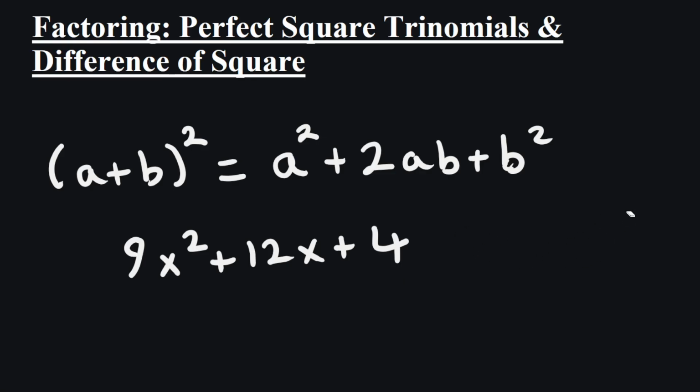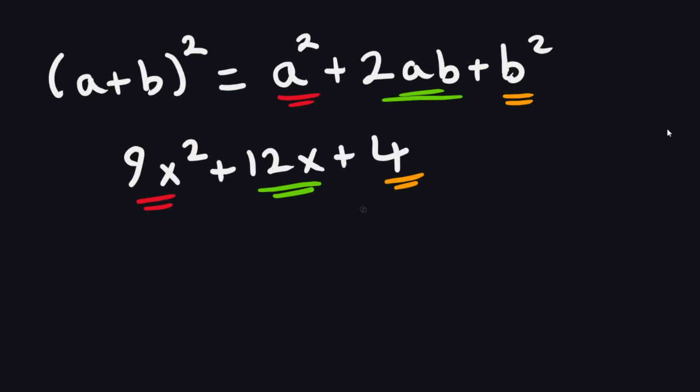So first, let's see if it can be written in this a squared plus 2ab plus b squared form. If it can be written that way, then let's write it out. What is a squared supposed to be? So a squared, this first term right here, is supposed to translate to this 9x squared. 2ab is supposed to translate to this 12x. And b squared is supposed to translate to this positive 4 right there. Excellent. So let's scroll down a little bit and see if we can write it in that form.